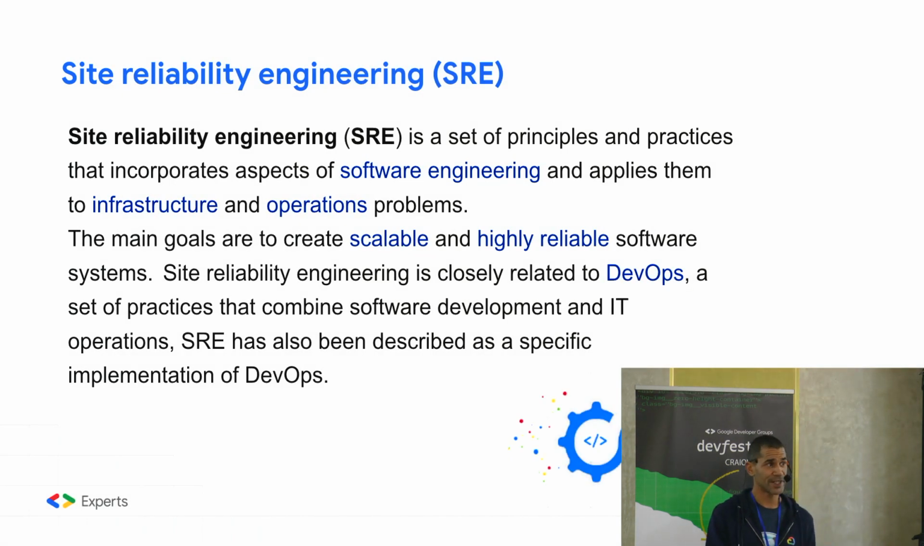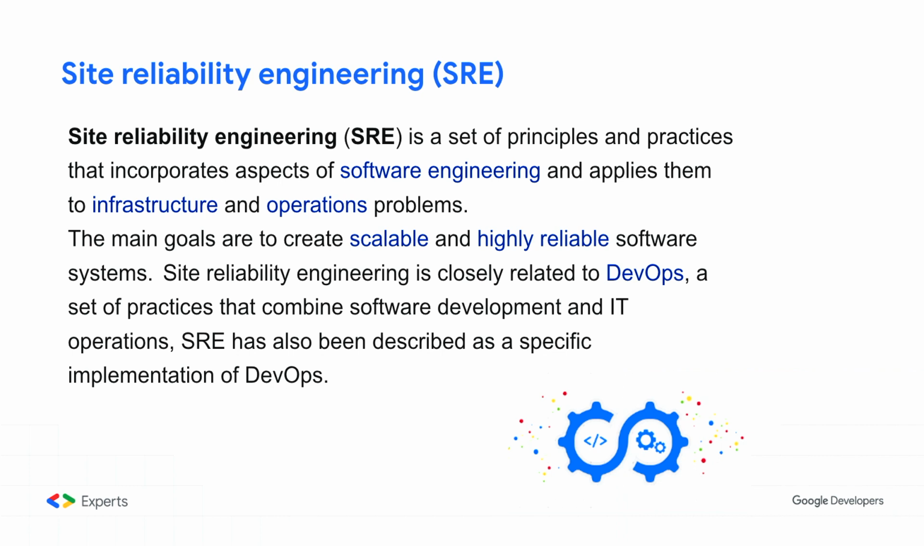So site reliability engineering. SRE is a set of principles and practices that incorporates aspects of software engineering and applies them to infrastructure and operation problems. The main goals are to create scalable and highly reliable software systems. Site reliability engineering is closely related to DevOps, a set of practices that combines software development and IT operations. SRE has also been described as a specific implementation of DevOps. You might have heard the term class SRE implements DevOps. That's where we are today.